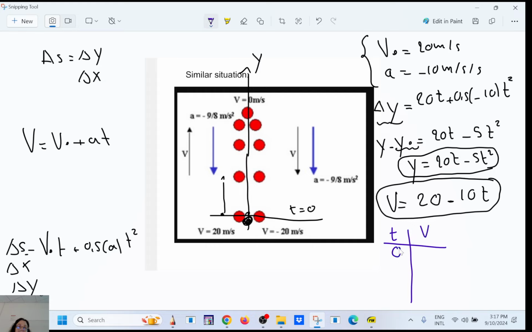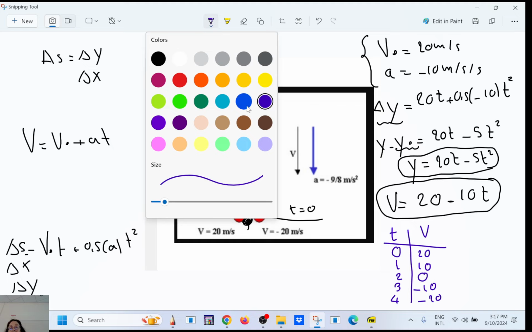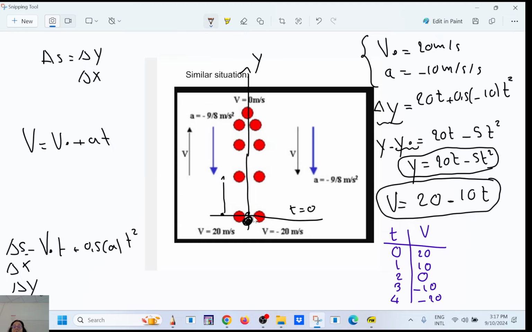Okay. t equals 0. What's the initial velocity? Okay. t equals 1. Velocity is 10. t equals 2. 0. t equals 3. t equals 4. 20. Isn't that beautiful? The universe, or nature, whatever you call it, loves symmetry. So you start with a 20 up, you decrease, you stop, and you end up with a 20 down. Isn't that interesting?